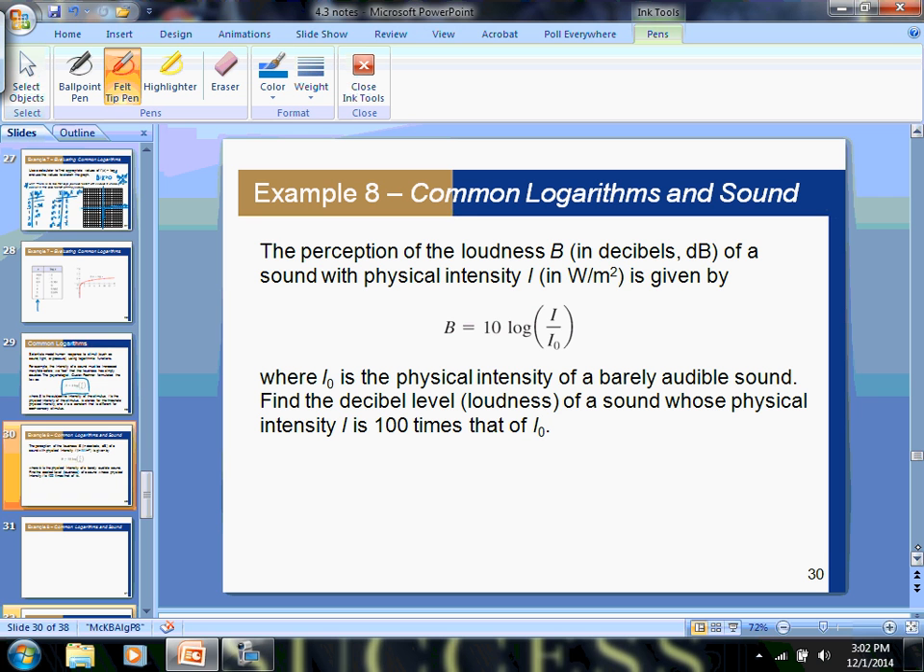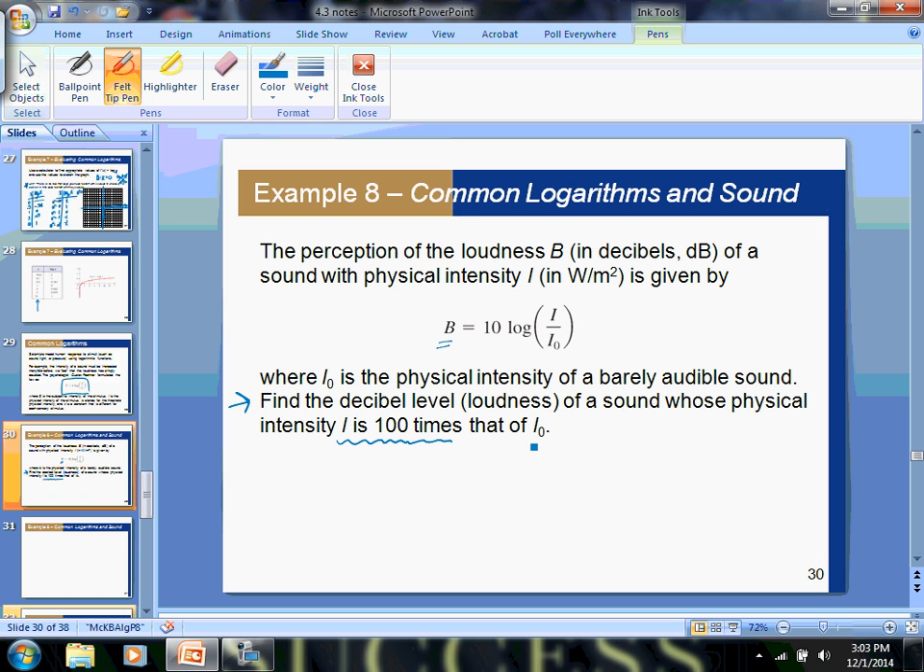So in example 8 here, we're going to apply that. We're going to find the decibel level, or the loudness, sorry. So B is the loudness, so that's what we're going to be finding, of a sound whose physical intensity I is 100 times that of I sub 0.